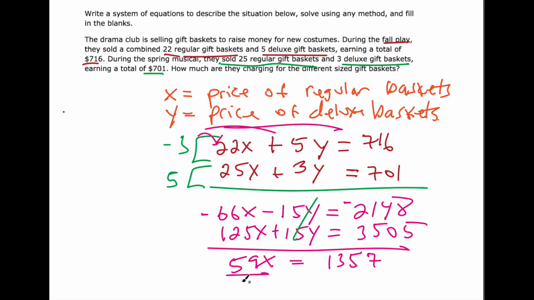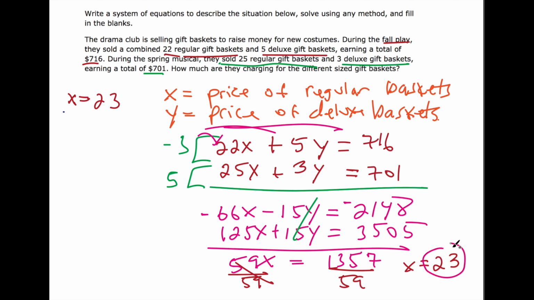Okay, so divide both sides by 59. Right, so divided by 59, gone, divided by 59. And we find x to equal 23. And so it's good to get a whole number. Okay, now we get to plug in our 23. By the way, 23, what does that mean? X equals 23. We know that that's the price of the regular baskets. Now we're going to find the price of the expensive ones.